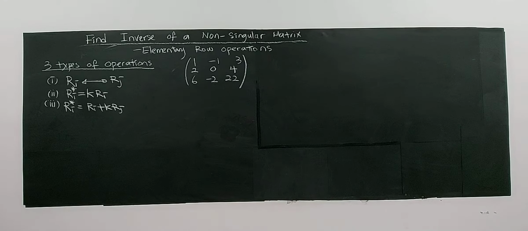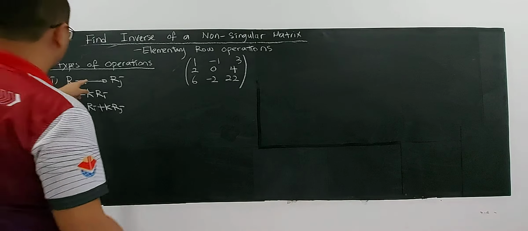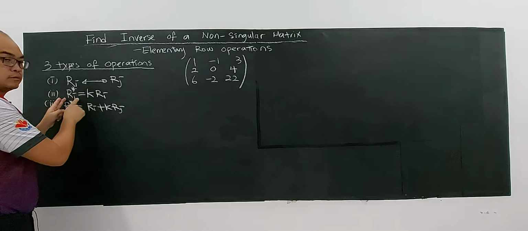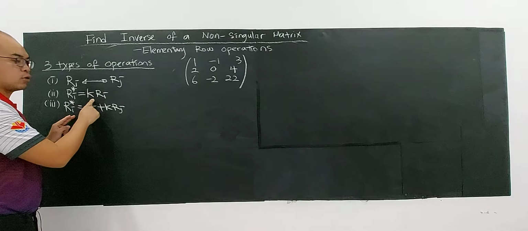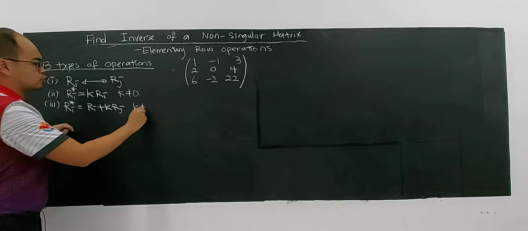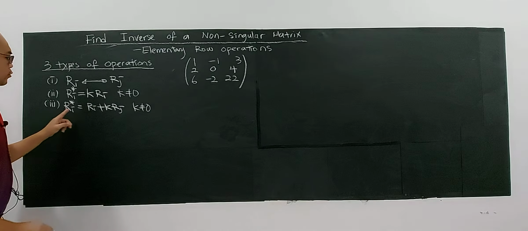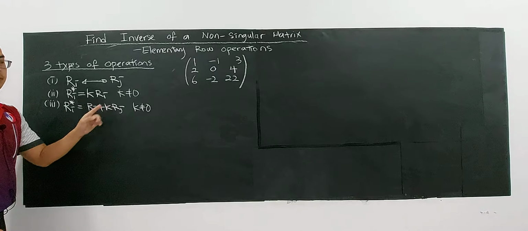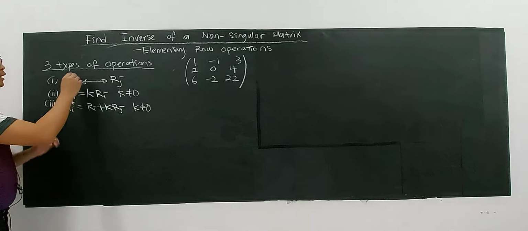Alright, so there are three types of operation allowed by these elementary row operations, which is the row interchanging. Take the row, modify and multiply by a constant where the constant should not be 0. Alright, you have to add up with another the multiple of another constant. So what is the meaning here? So I'm going to tell you one by one.